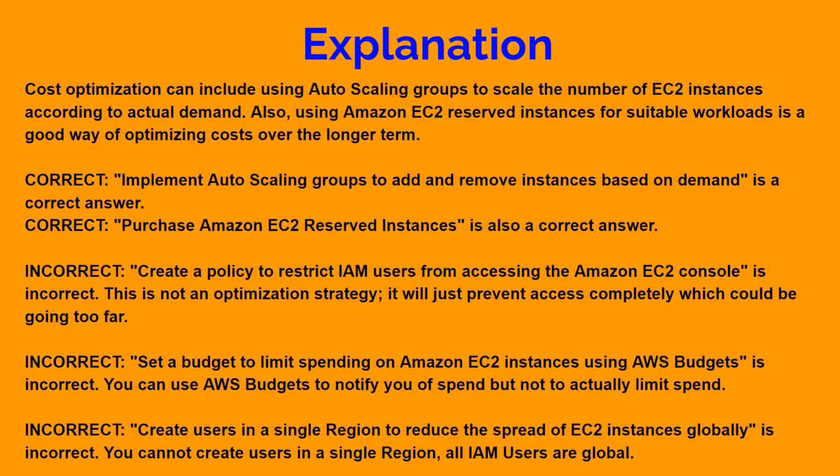Incorrect. Set a budget to limit spending on Amazon EC2 instances using AWS Budgets is incorrect. You can use AWS Budgets to notify you of spend but not to actually limit spend. Incorrect. Create users in a single region to reduce the spread of EC2 instances globally is incorrect. You cannot create users in a single region, all IAM users are global.